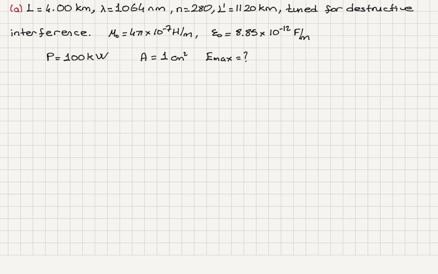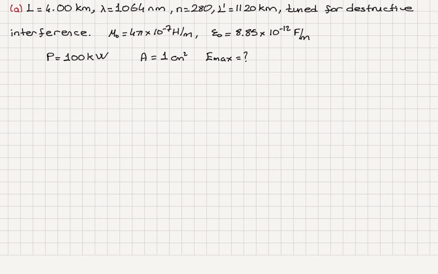Now, we have L given to us, the length of the arms, 4 kilometers. Wavelength is 1064 nanometers. They traverse 280 times. L prime is 1120 kilometers. It's tuned for destructive interference. We know permeability of free space is 4 pi 10 to minus 7 Henry per meter, and we know epsilon 0 permittivity of free space is 8.85 10 to minus 12 farads per meter. The power is 100 kilowatts, area is 1 centimeter square. We want to know the electric field amplitude.